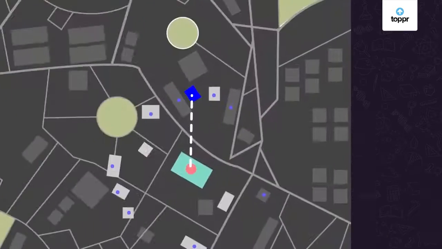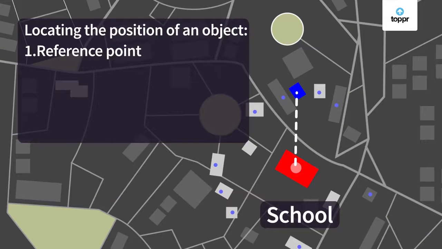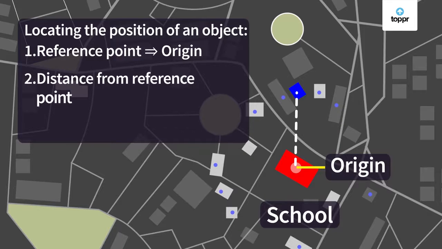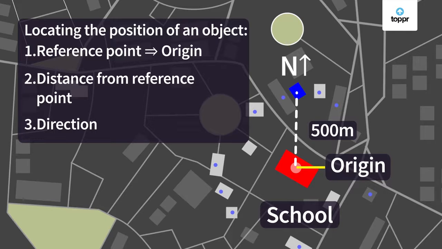So these are the three things you need to locate the position of an object. First is the reference point, which is the starting point from which you measure the distance. And in science, we also call the reference point the origin. Second is the distance. That is how far an object is from the reference point. And third is the direction in which the object is from the reference point.